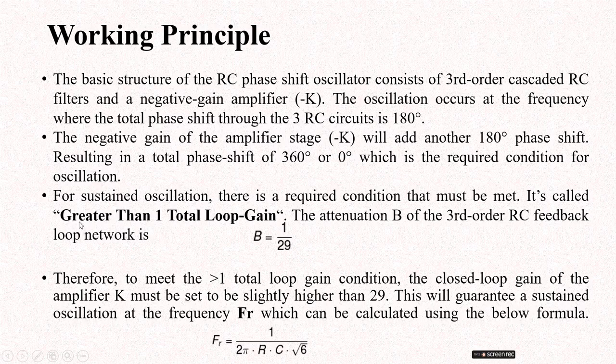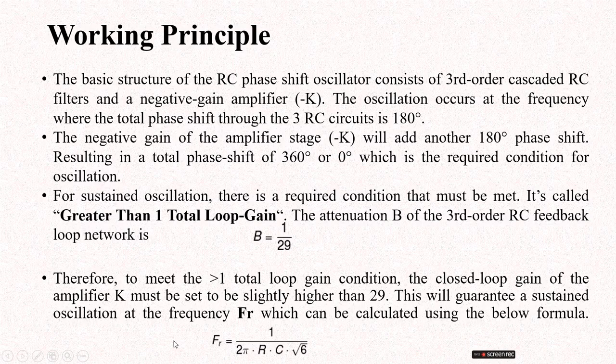Okay, and for sustained oscillation, we need to satisfy this condition, that the loop gain is greater than 1. And the attenuation B of the third order RC loop network of the RC phase shift oscillator is equal to 1 over 29. And to meet this greater than 1 total loop gain condition, the closed loop gain of the amplifier K must be set slightly higher than 29.